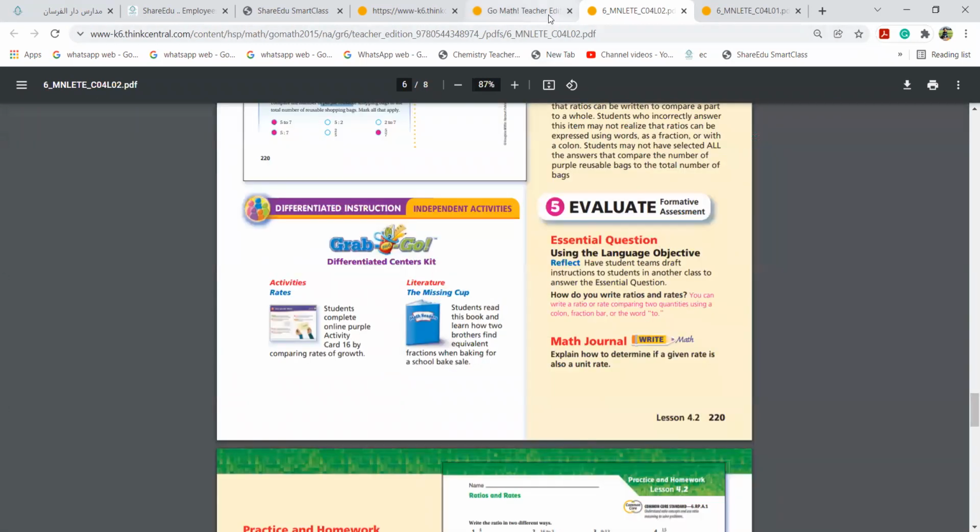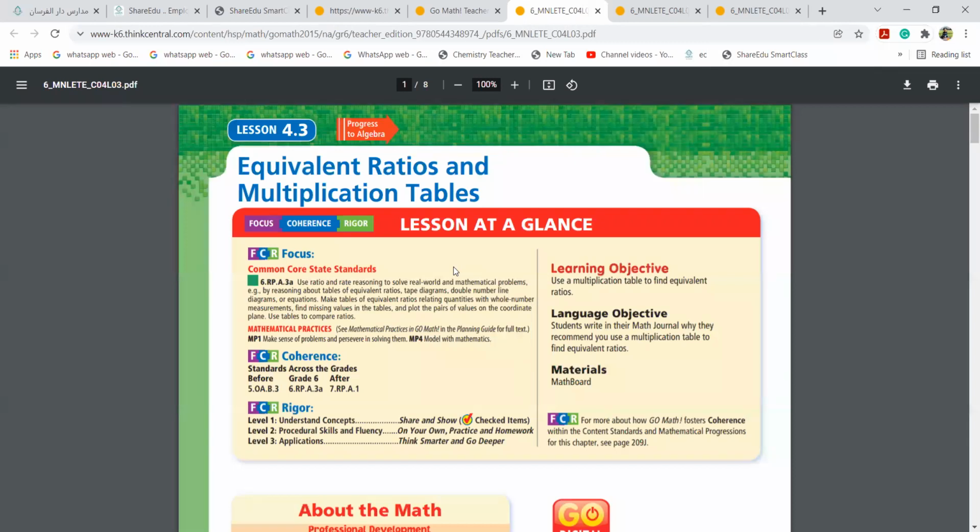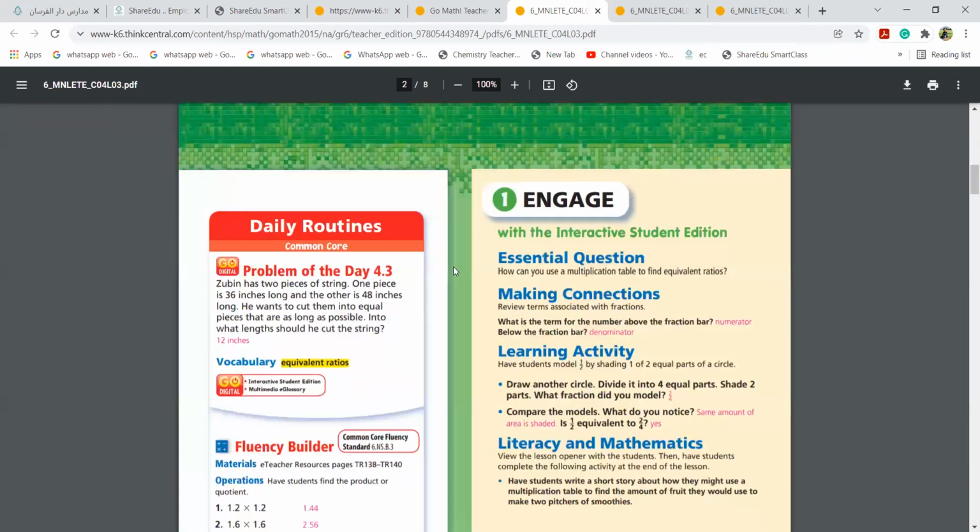Now come to question number 3. Miss, do we do that or no? No, that page is not included. Leave it.